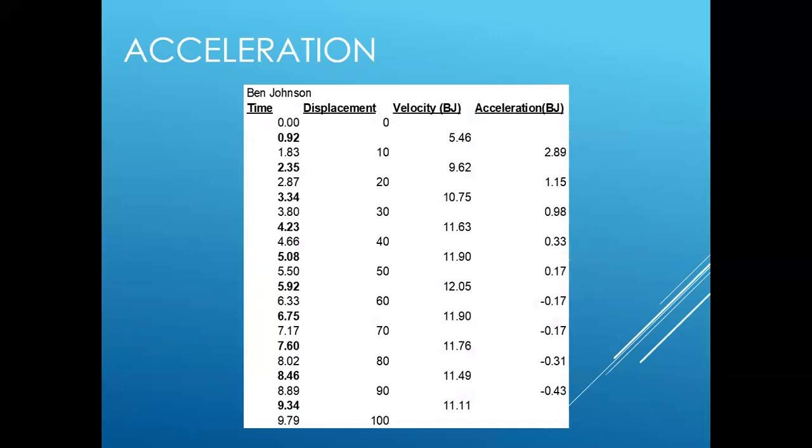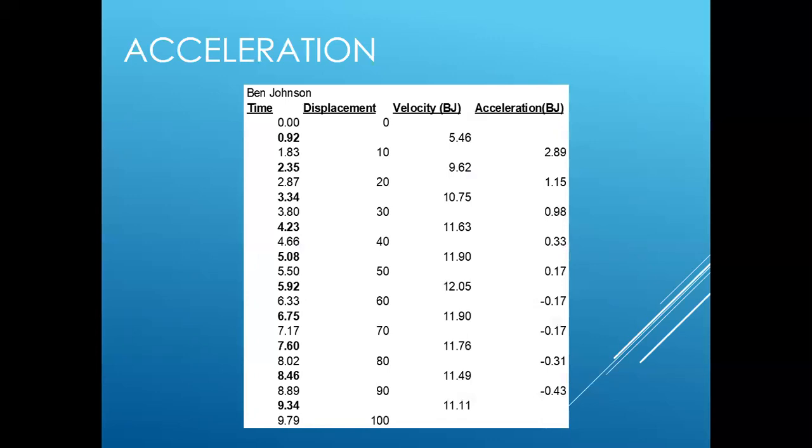So here are some values that were calculated. This is Ben Johnson, an Olympic sprinter. What is shown here is that he did the 100 meters in 9.79 seconds. So at each 10 meter displacement, we were able to calculate velocity. If he did his first 10 meters in 1.83 seconds, then his velocity was 5.86 meters per second, and so on.